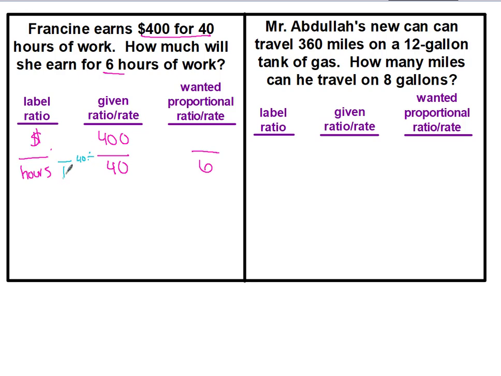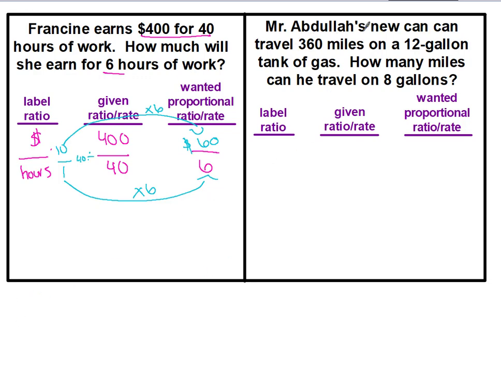40 divided by 40 gives me 1. And then I do the same thing. 400 divided by 40, well, that gives me $10. So by finding the unit rate, I can now figure out how much money Francine earns in 6 hours, because I have a 1. I'm trying to get to the 6, well I could just multiply that by 6. So I do the same thing to the top. So 10 times 6 is $60. So she earns $60 in 6 hours. Let's try another example.